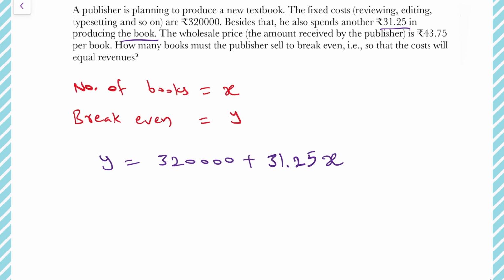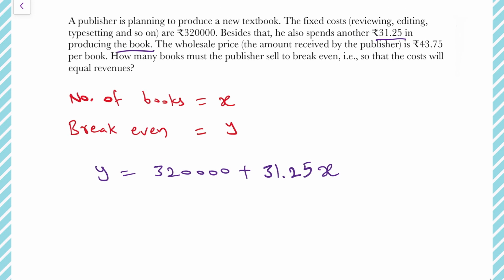Now coming to equation number 2. The wholesale price is 43.75 rupees per book. So break-even point y equals, for one book 43 rupees 75 paise, right? So then for x number of books, how much? 43.75x. Now the y value we got is 43.75x, right?